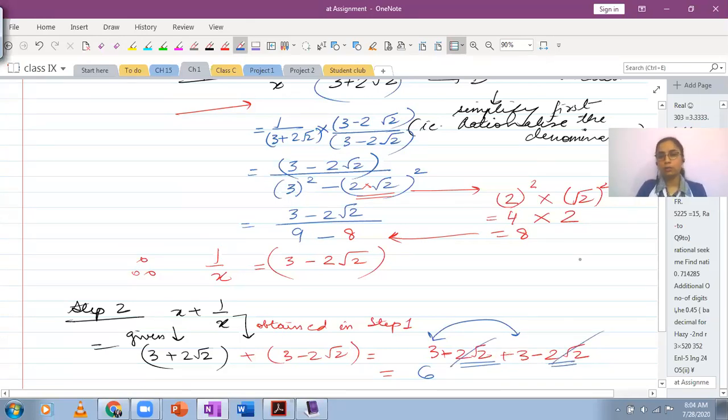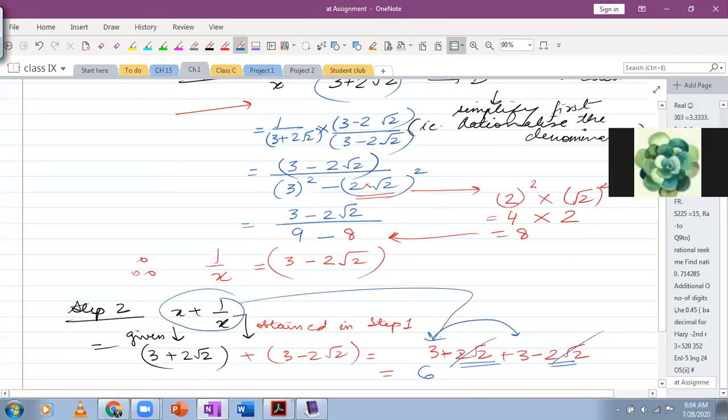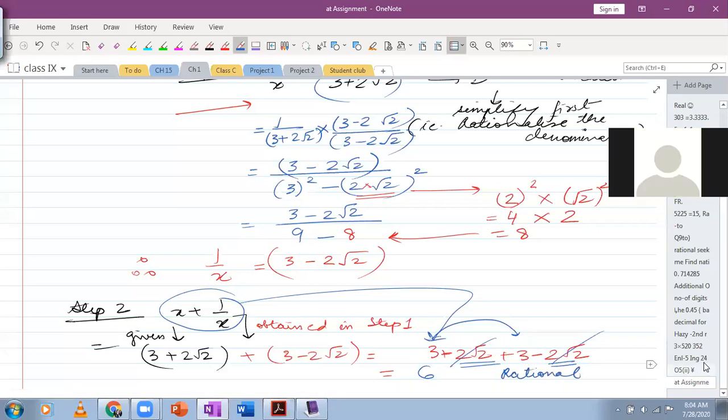Now can you tell me what type of expression this is? The value of this is rational. This is a rational. All right.